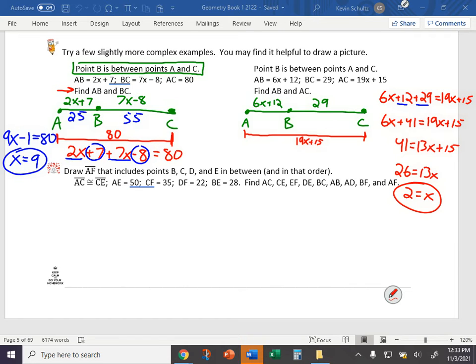That's not our answer, though, right? Because the original question said, find AB and AC. AB, 6 times 2 plus 12 is 24. And from here, you could take a shortcut and say, 24 plus 29, that's 53. That's got to be the length of the whole thing. But just to make sure, check yourself: 19 times 2 is 38, plus 15 also gets you to 53.